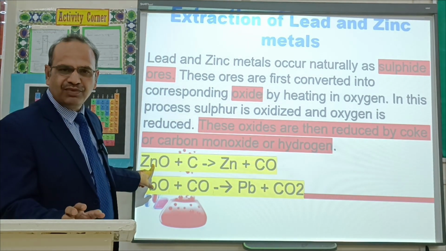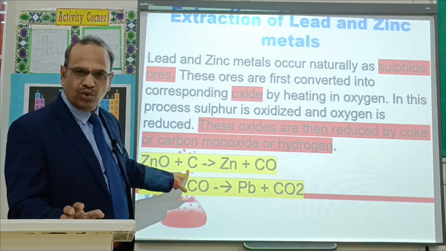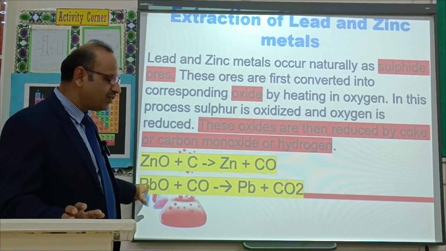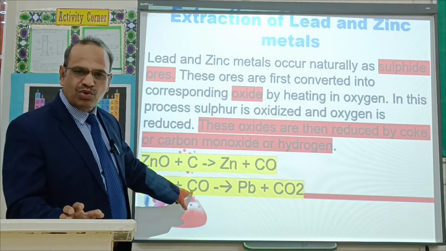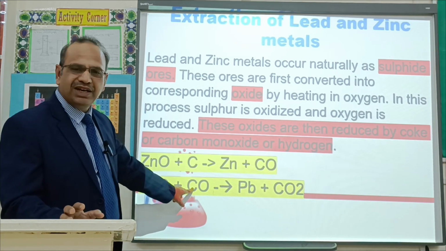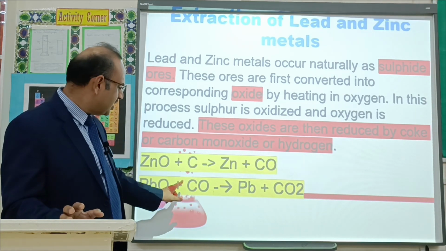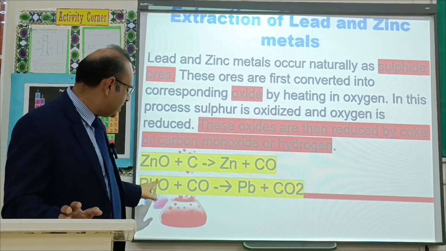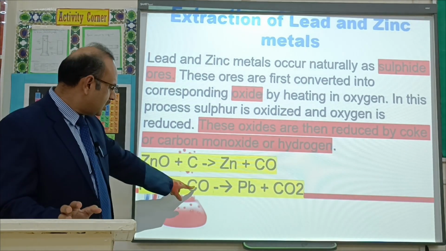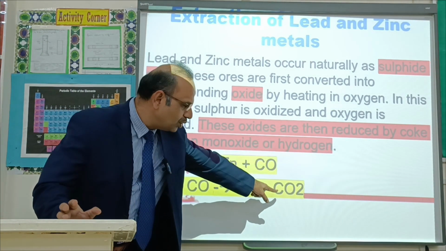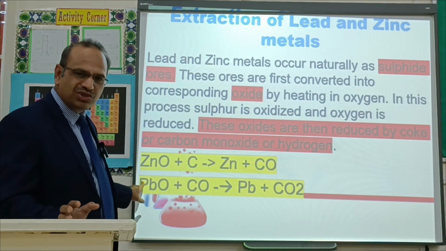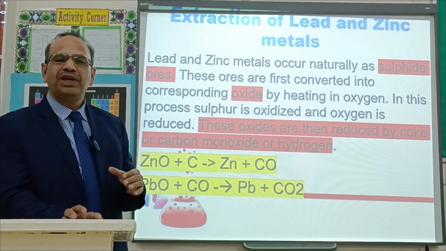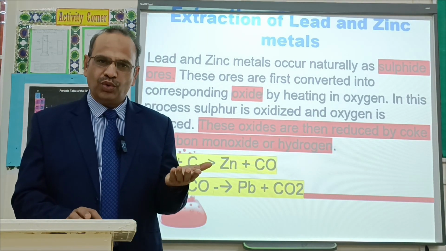For example, if you have zinc oxide reacting with coke, that is carbon, it gives you carbon monoxide and zinc metal. And if you have lead oxide reacting with carbon monoxide, the same carbon monoxide acts as a reducing agent here. It will take oxygen from it and form carbon dioxide gas. And what happened with the carbon monoxide? Oxidation. Look, it acts as a reducing agent, and it gives you the lead metal here. So in this way, we can extract metals from their ores.